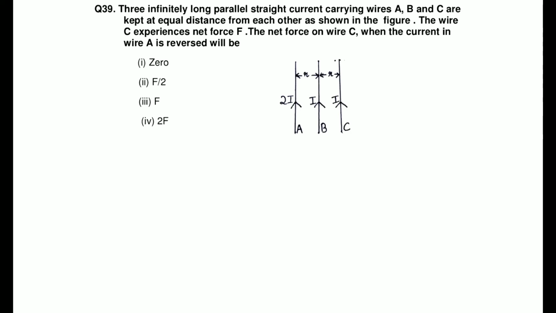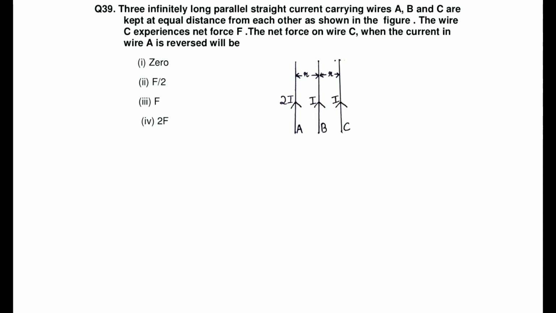Now let's look at question number 39. Question number 39 says 3 infinitely long parallel straight current carrying wires A, B and C are kept at equal distances from each other as shown in the figure. We can actually see the figure here. We have wire A, wire B and wire C. They are kept at equal distances, that is, the distance between them is R. The wire C experiences a net force F. So this wire C is experiencing a net force F.